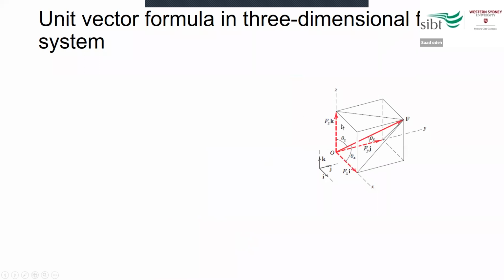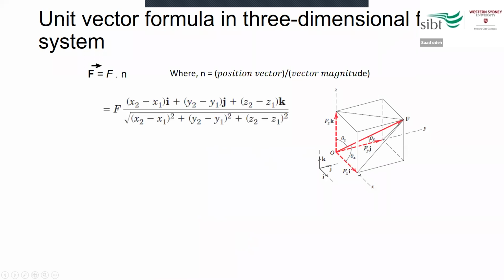Same thing for the three-dimensional system. We need only to introduce the unit vector k for the z-axis, and as you can see here, we only add the extra term representing the z-axis.